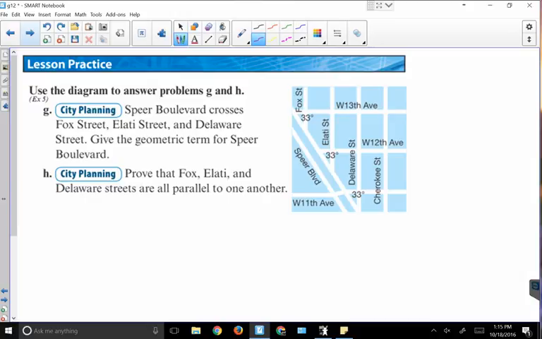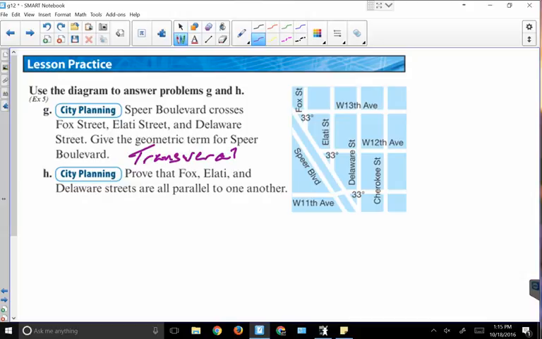Alrighty. So, what describes this, Tristan? So if I've got Spear Boulevard crossing Fox, crossing Elati, crossing Delaware, what do we call something that crosses? A transversal? Yes. Well, make sure that you have it written down in your little book so you know what the transversal is called now. I see. So, then you always must go back and take a look at your data so that you are able to come up with the correct answer.